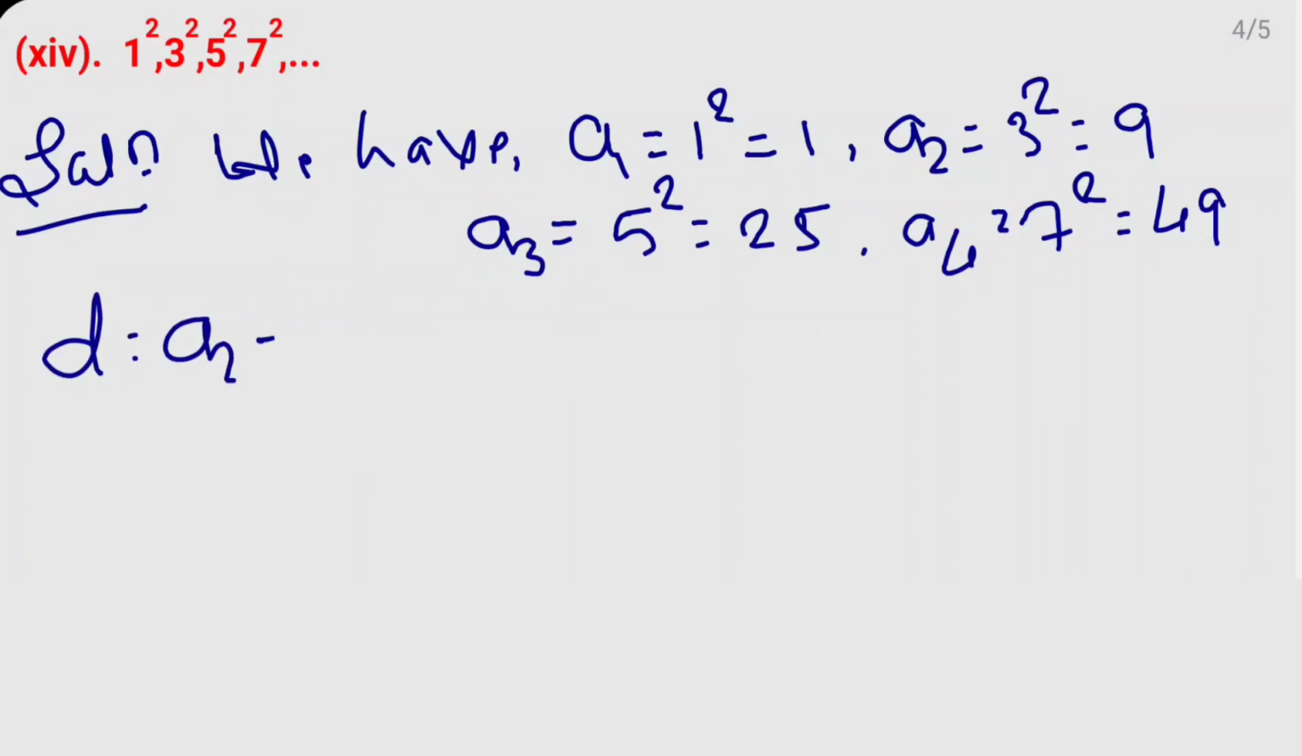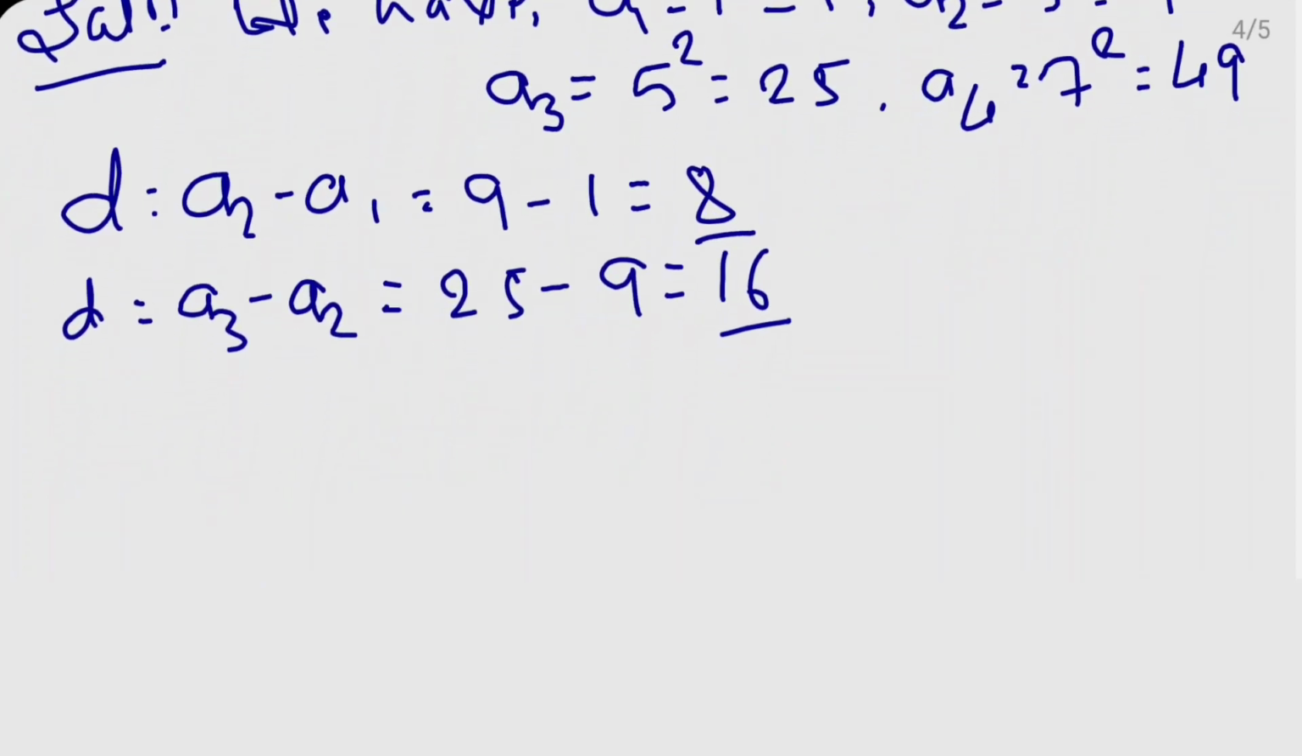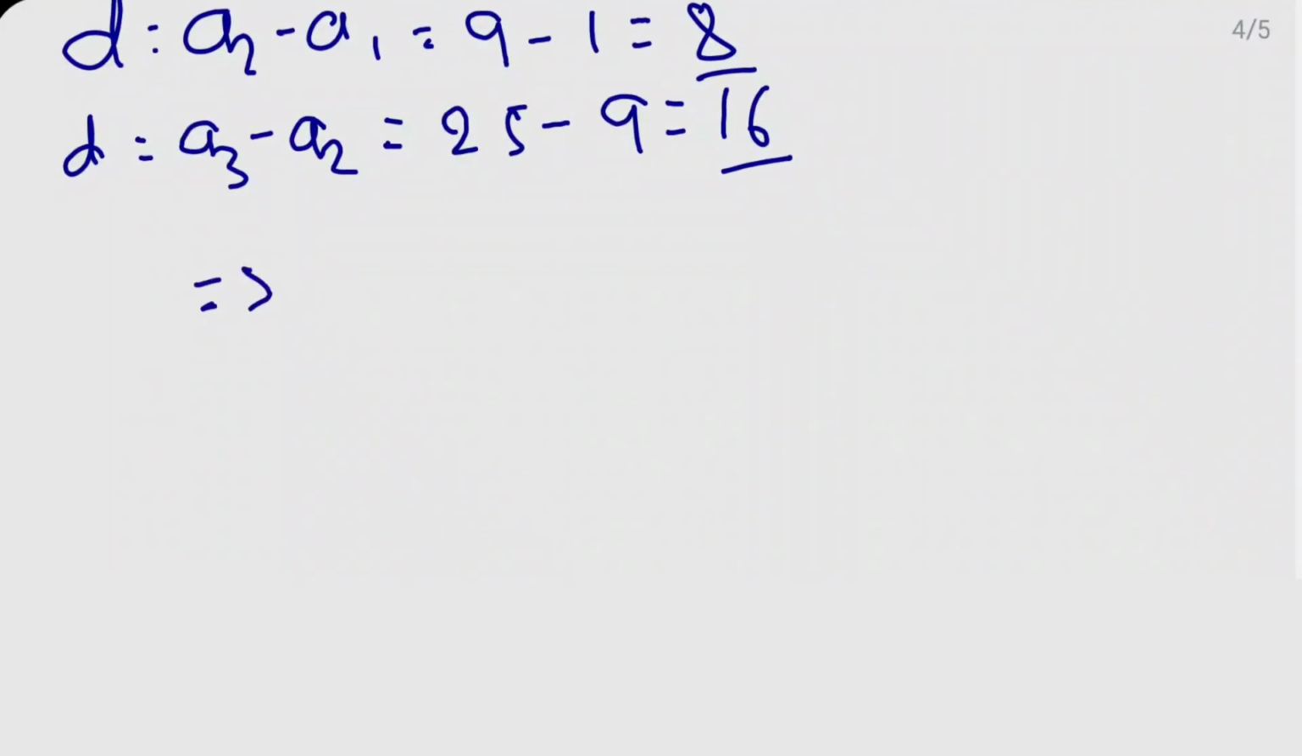So now find out D. D is A2 minus A1. So here A2 is 9 minus A1 is 1. So here we got 9 minus 1 is 8. And next D is A3 minus A2. Here A3 is 25 minus A2 is 9. So 25 minus 9 is 16. So look at here. Here D is not the same. So write down here, D is not a constant.